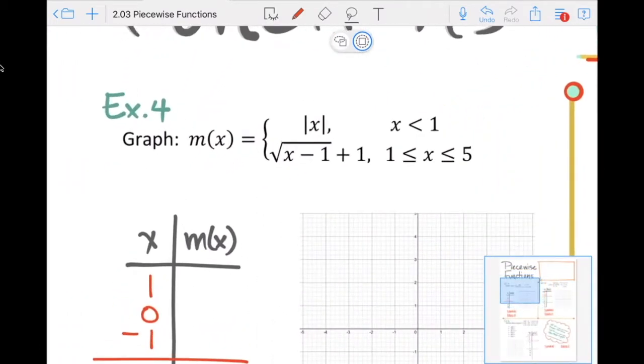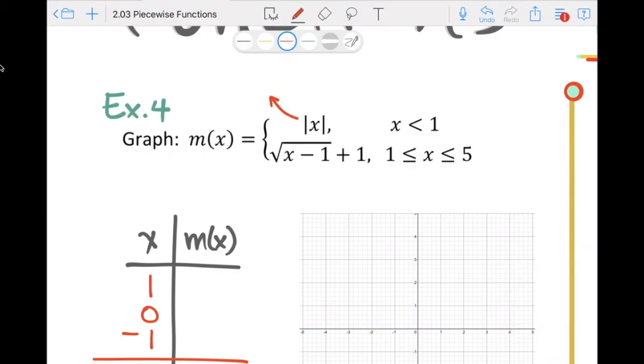First, keep in mind what the parent functions look like. So this is an absolute value function, so we need to make sure that when we graph it, we have a portion of a v. And then for the second part of this piecewise function, we have a square root, so we need to make sure we have a portion of that curve.